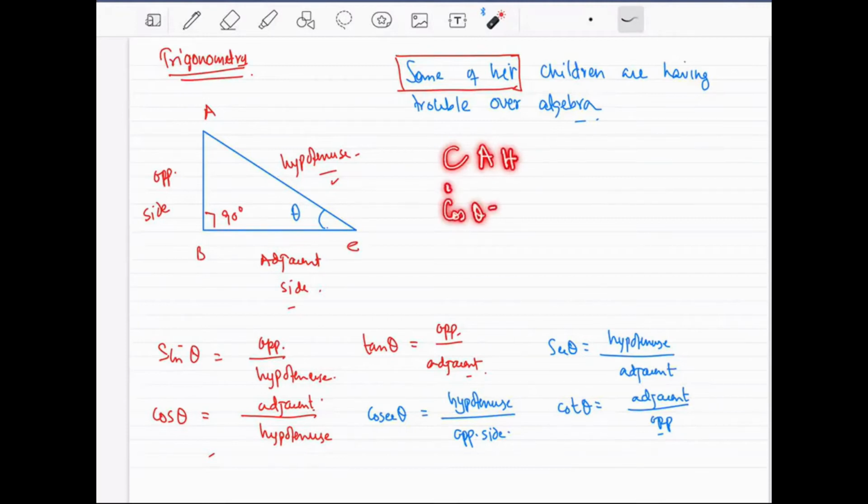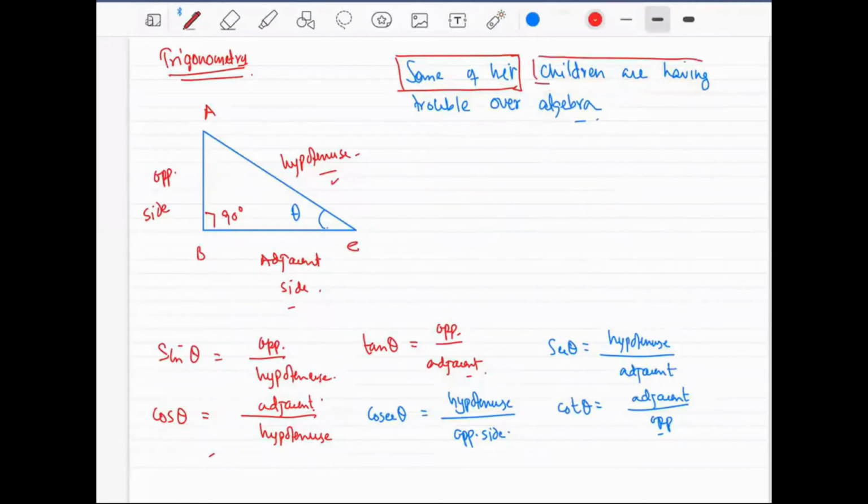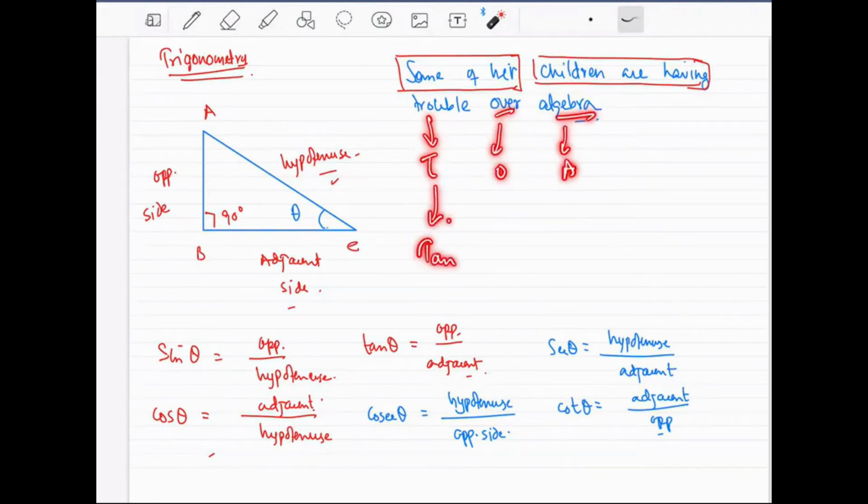Cos theta: A represents adjacent, H represents hypotenuse. The cos theta formula is adjacent by hypotenuse, CAH. You can remember it from the words children are having. What about the remaining three? What do they represent? Trouble starts with T, over starts with O, algebra starts with A. So T represents tan theta.